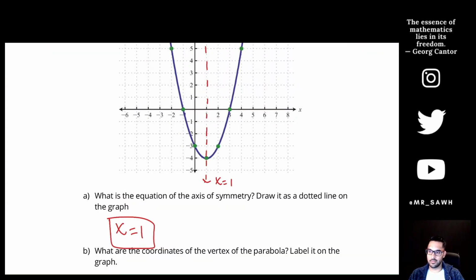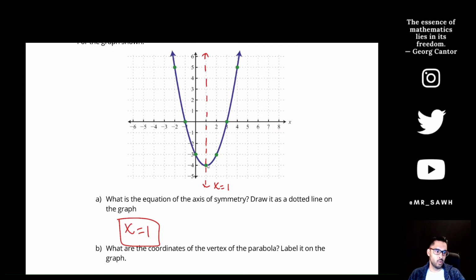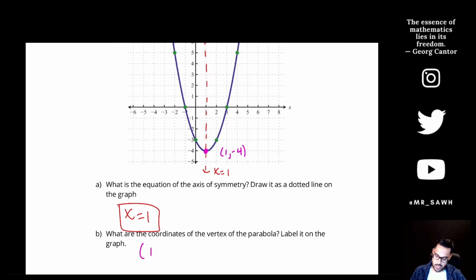Okay, what are the coordinates of the vertex? And label it. Well, I can see my vertex on this graph, so we'll do the things in different colors here. So we'll do it in pink. Right, there's my vertex. It just happens to be the lowest value that exists on this parabolic curve. So I know that the coordinates always follow the pattern of x first and then y. So I know that it's going to be 1, negative 4. That's going to be my vertex. Okay, so the coordinates of the vertex are 1, negative 4. Okay, I can see it there.